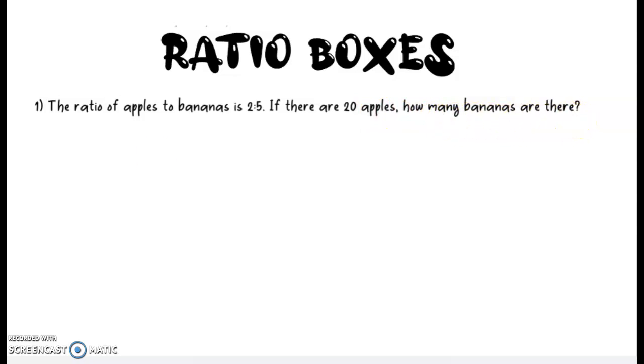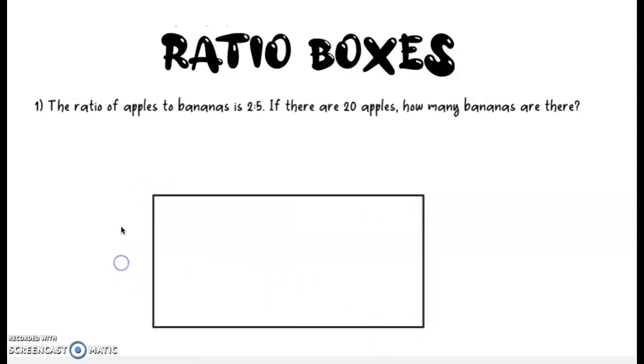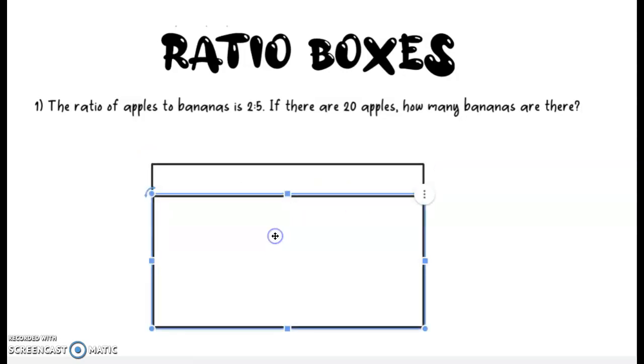The first step to solving this problem with the ratio box is to draw the ratio box. We first start by making a rectangle. Then we make another smaller rectangle on top of this rectangle, like so. Now, we divide both of these rectangles into 4 parts with 2 lines, like this.